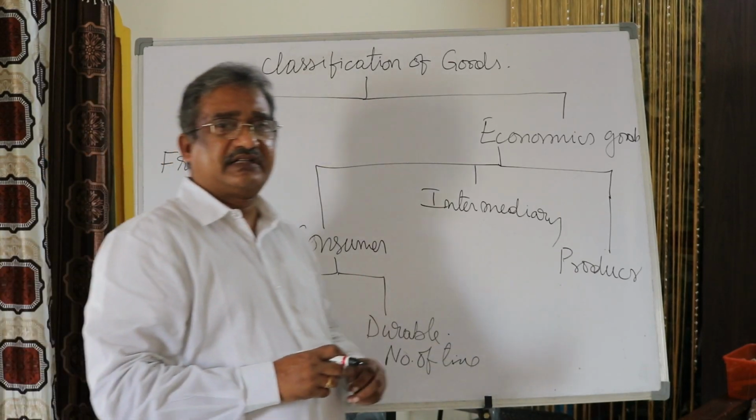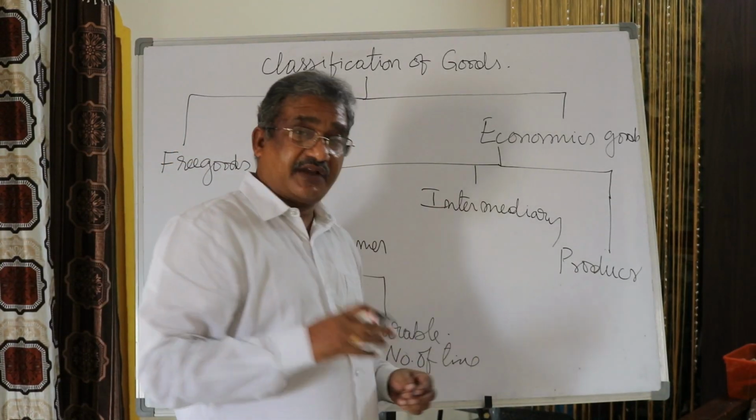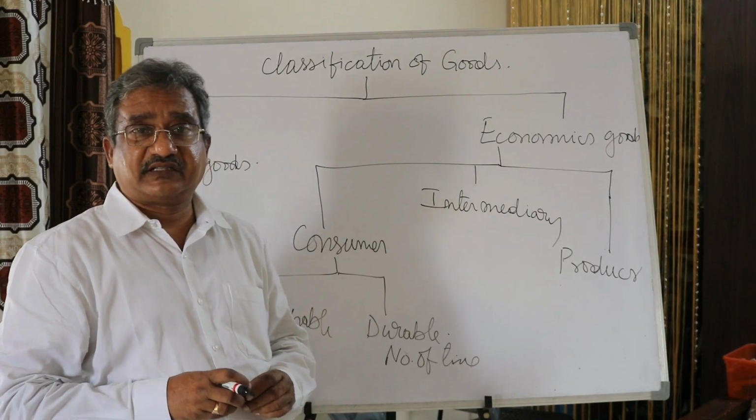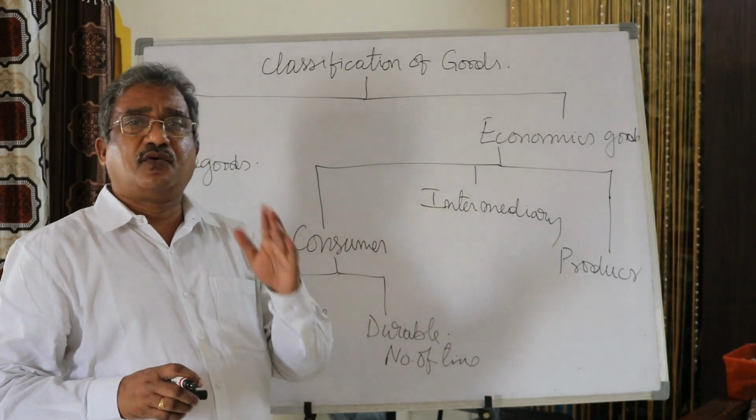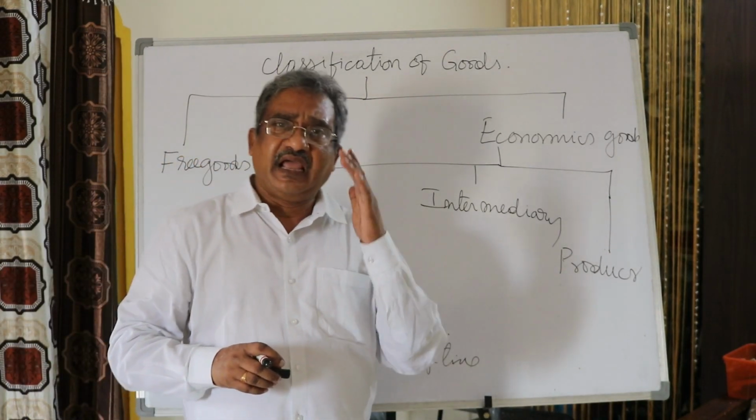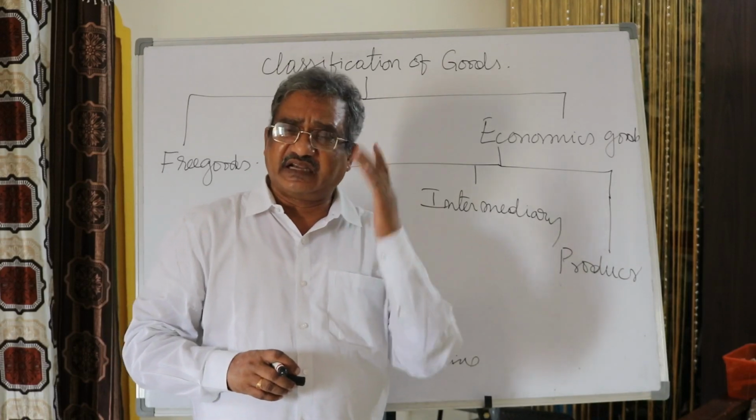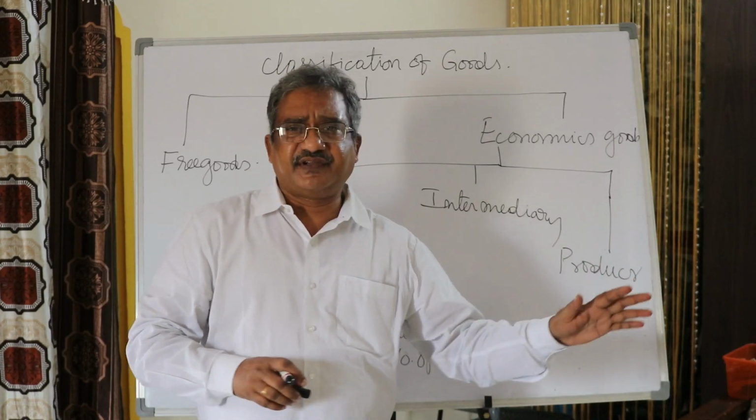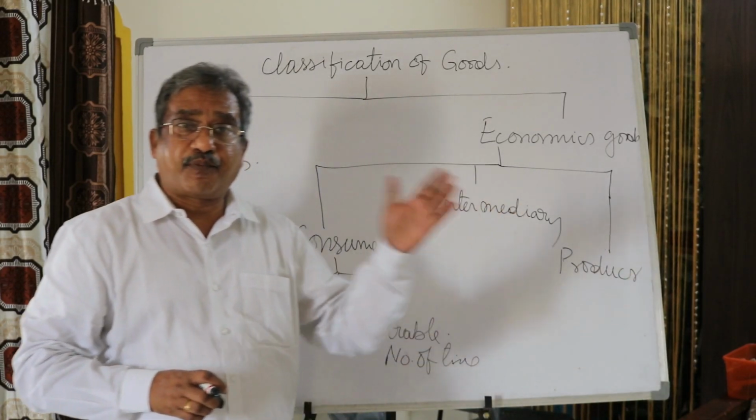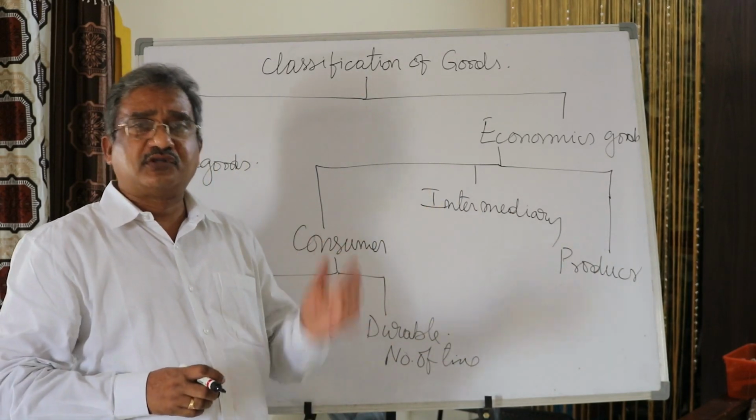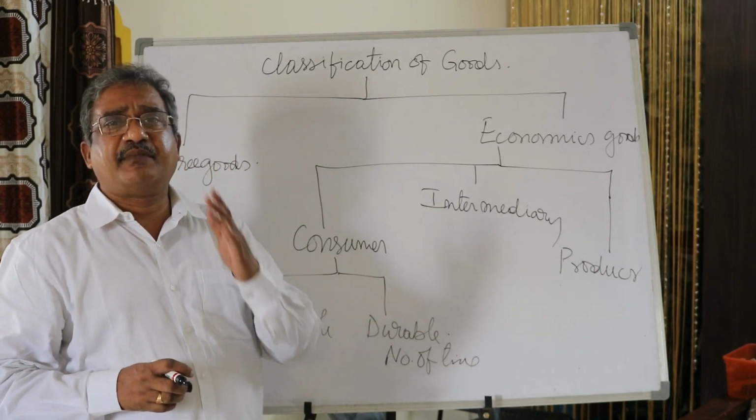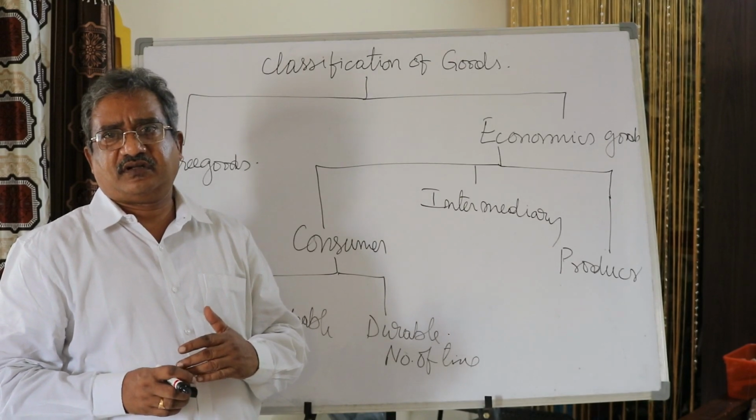So here you should understand that intermediary goods are very important for 2 marks. They satisfy human wants only indirectly, not directly. They are in the process of production. These goods can also be called semi-finished goods.